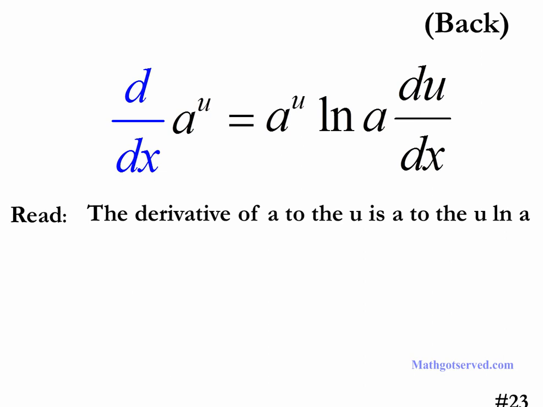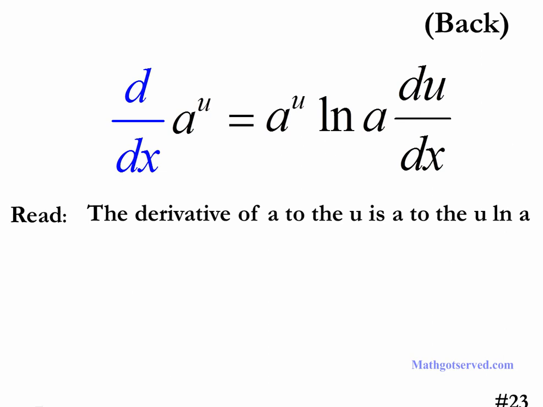This is also similar to the e to the u situation. The e to the u situation is a special case of the a to the u formula. When you have e to the u, you have e to the u here times the natural logarithm of e, which is the base, and those two cancel out, and you're just left with e to the u. That's why the derivative of e to the u is e to the u, as illustrated in formula number 22.